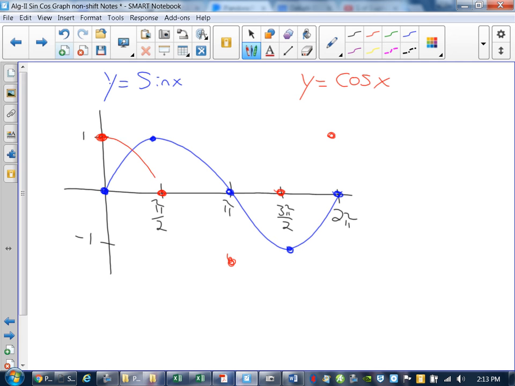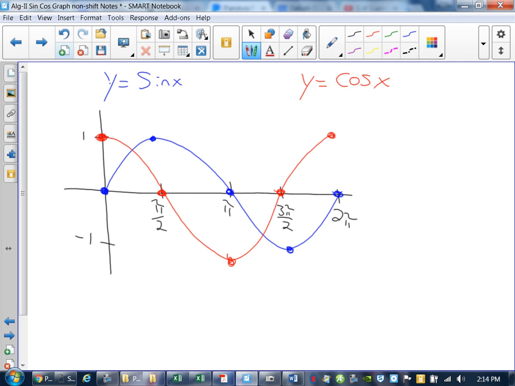Now, cosine graph. A cosine graph is a sine graph shifted pi over 2. Okay? A cosine graph is just a sine graph shifted pi over 2. I see what you're saying about it looking like a parabola, but remember, those tails are going to continually move back and forth.